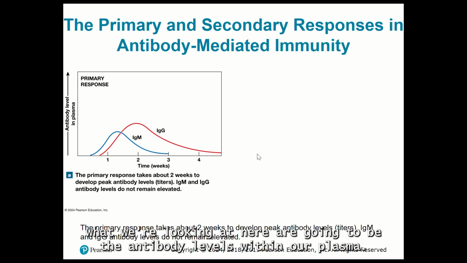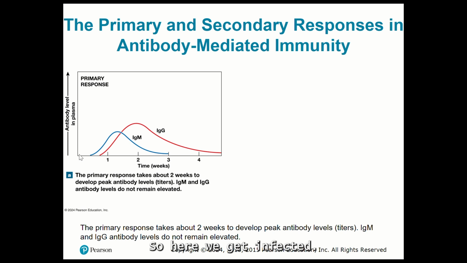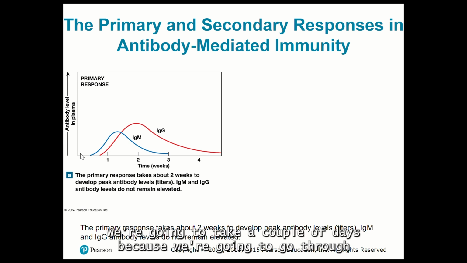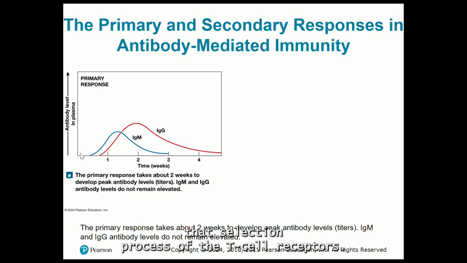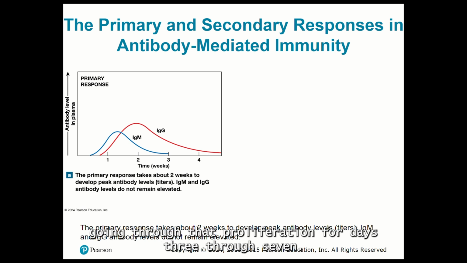What we're looking at here are the antibody levels within our plasma. We have our initial infection happening at point 0. So here we get infected. Notice we don't have any antibodies in our plasma at this point. It's going to take a couple of days because we go through that selection process of the T cell receptors. Once you finally find the T cell receptors that work, then you start going through proliferation for days 3 through 7.